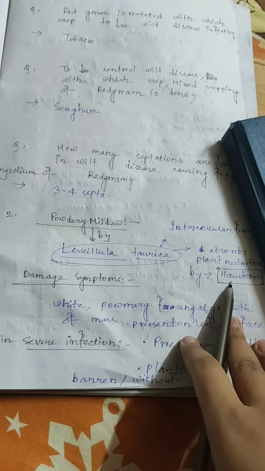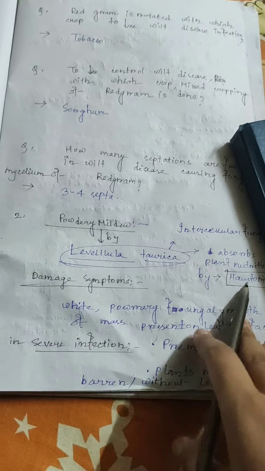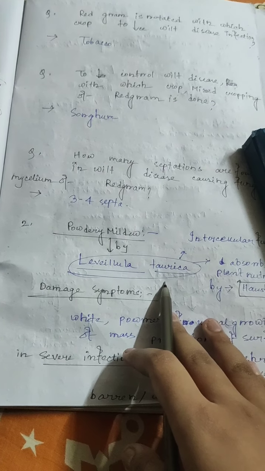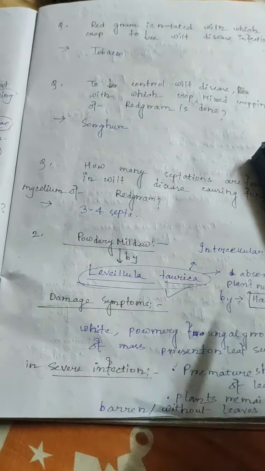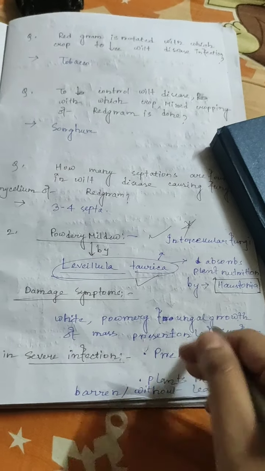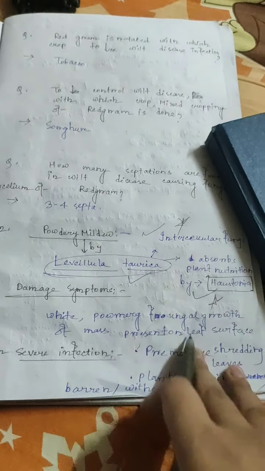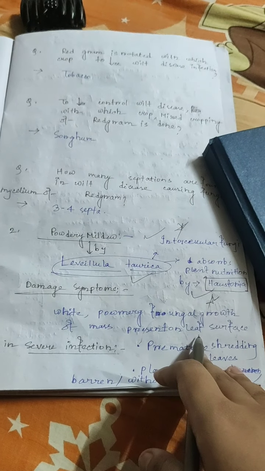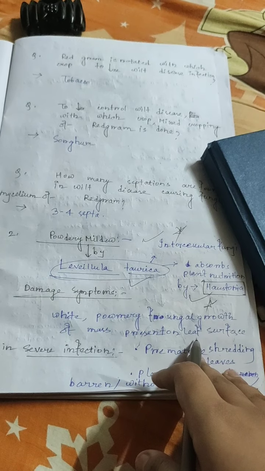The next disease of red gram or chickpea is powdery mildew. Powdery mildew is caused by Leveillula taurica. It is an intercellular fungus that absorbs plant nutrition by haustoria.